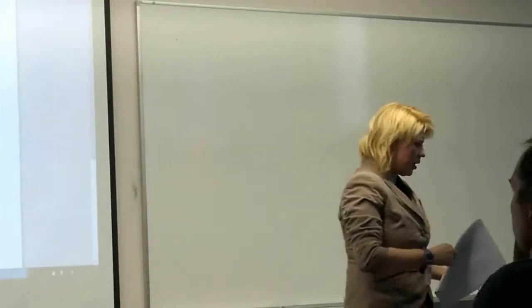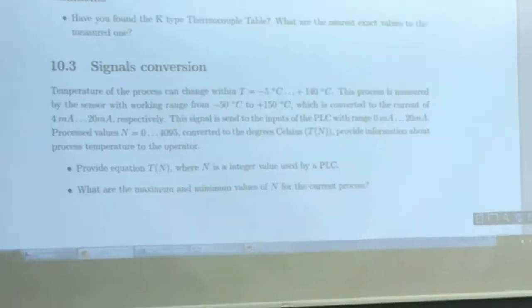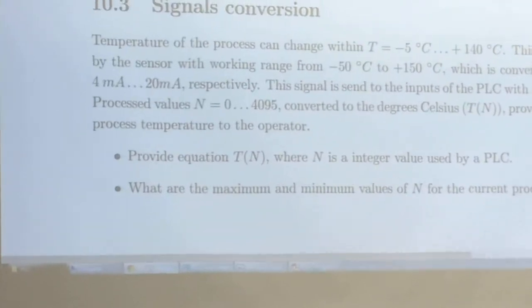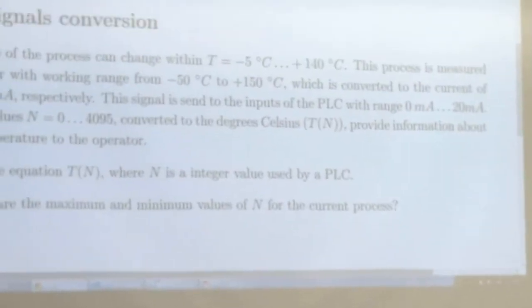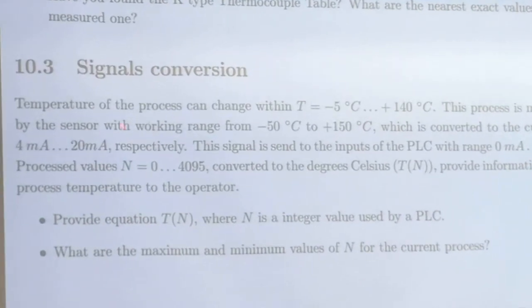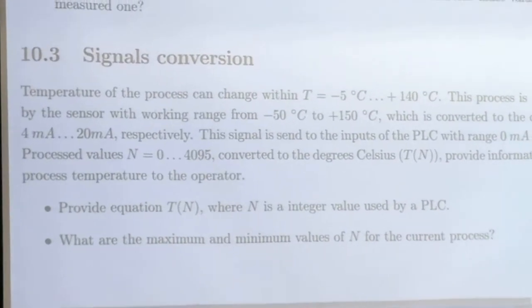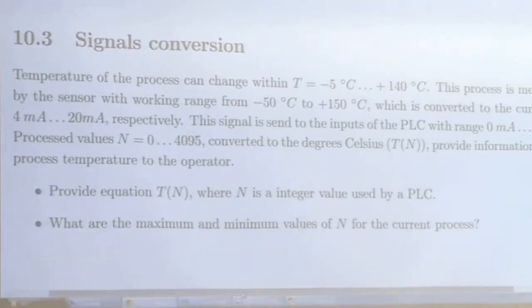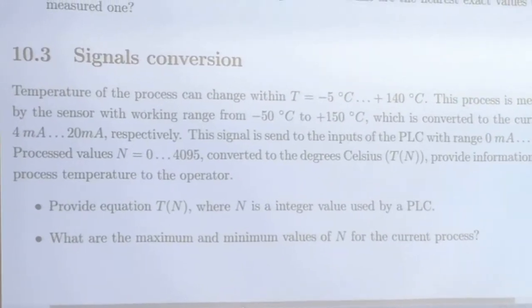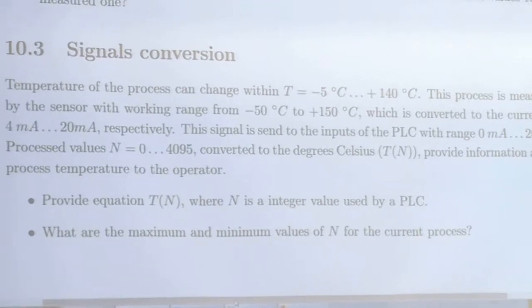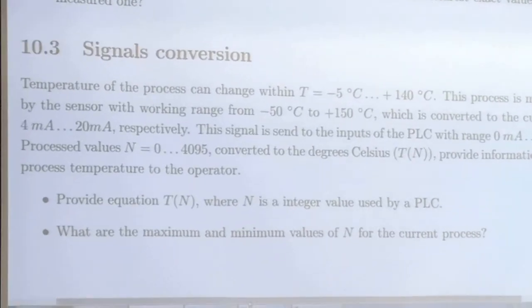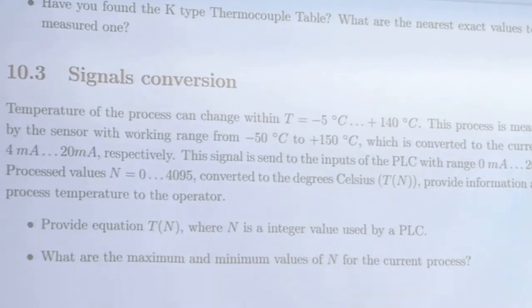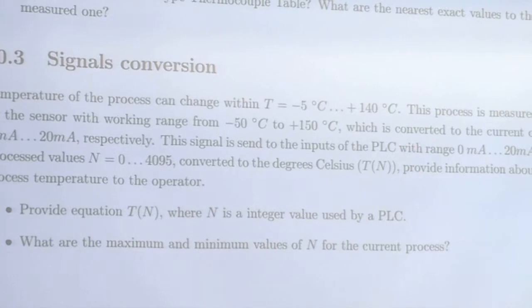Basically what we have here, signal conversion. So we know, I think it's better to do it like that. So we are dealing with some process, and we know that if our process works well, so we don't have some troubles, our temperature will change from -5 to 140 degrees Celsius.